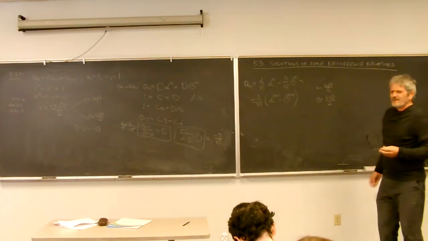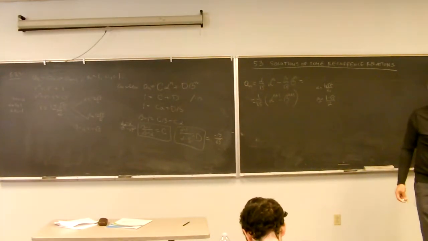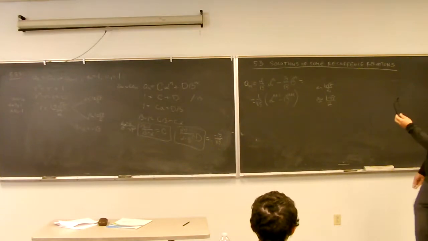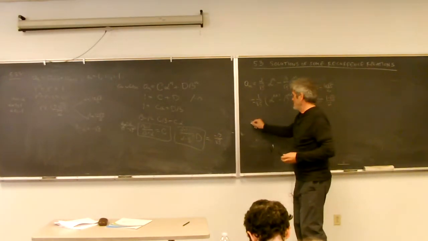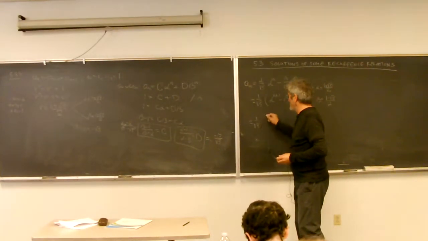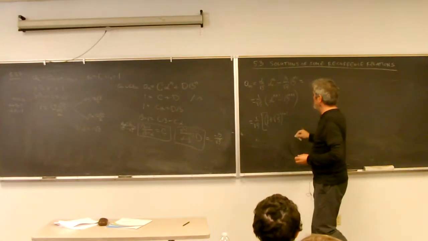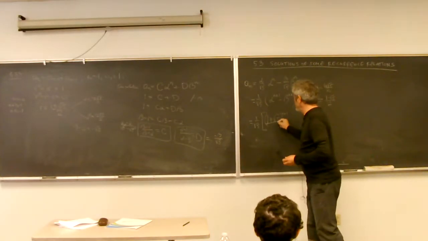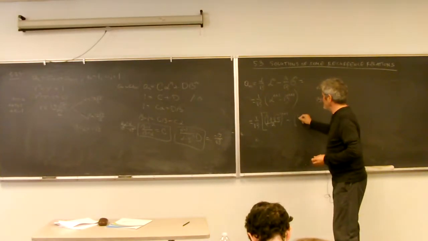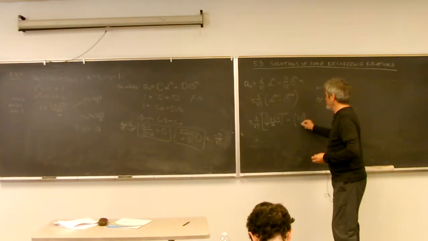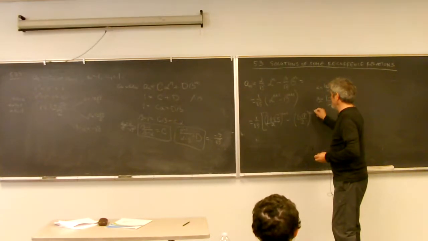So what is this? This looks very strange. Let me write alpha and beta in their full form. So 1 over root 5 times (1 plus root 5 over 2) to the n plus 1, minus (1 minus root 5 over 2) to the n plus 1.